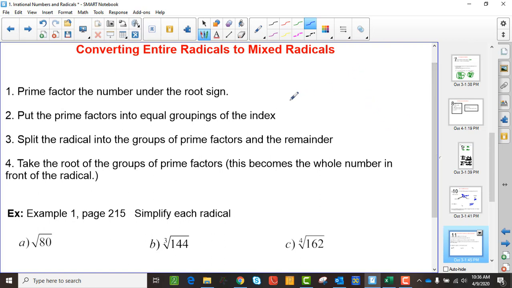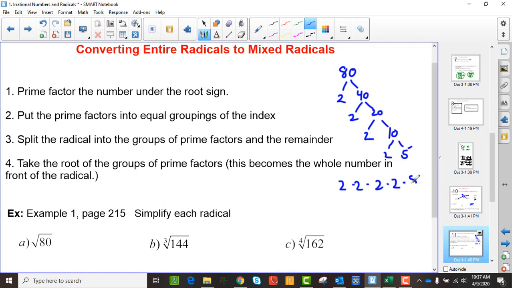We're going to do this example, but I'll do it up here so you can see the steps. So we're going to start with 80, and we're going to try to prime factor it. So 80 goes 2 times 40, and then that's 2 times 20, and then that's 2 times 10, and then that's 2 times 5. Okay, and that's prime factored. So I've prime factored the number, and the prime factorization is 2 times 2 times 2 times 2 times 5.